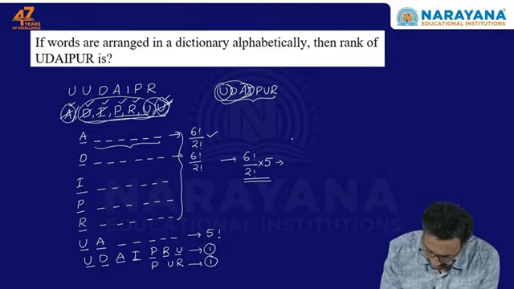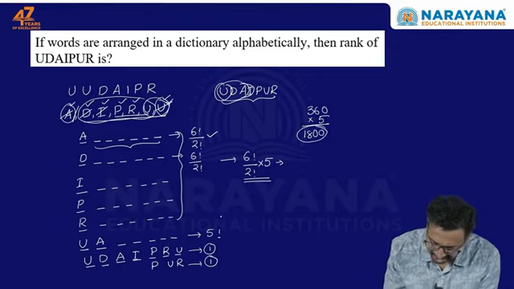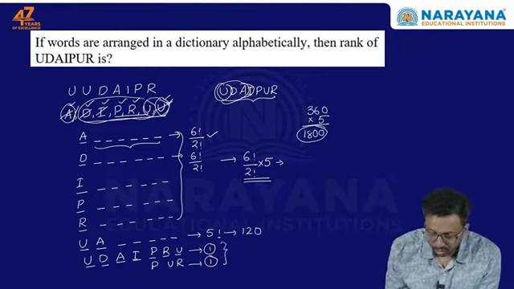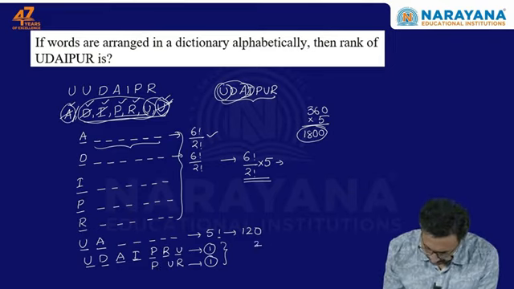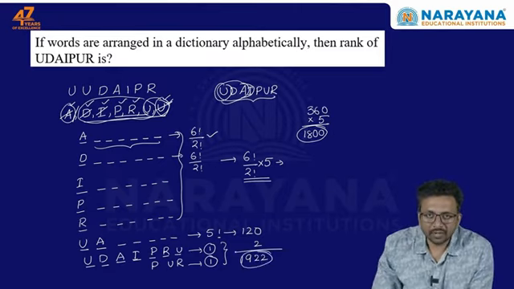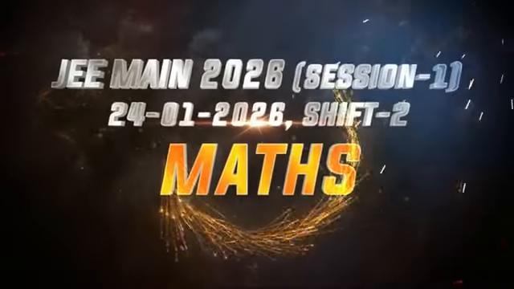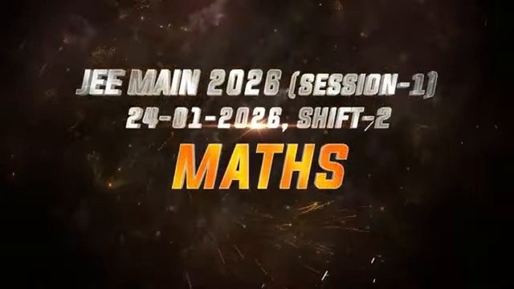So in total, if you calculate, 6 factorial is 720, divided by 2 is 360, into 5. So you have 1800 words initially, then 5 factorial is 120, and then 2 words. So the total rank, as you can see, is 1922. The rank of the word Udaipur will be 1922. Let's see some other questions from mathematics.